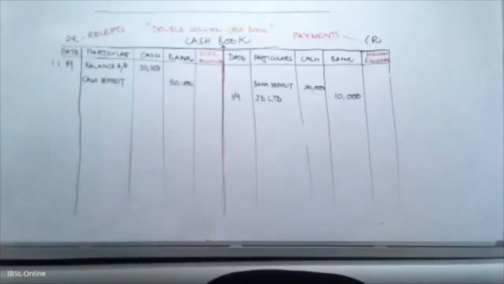Why is this done? Because on a particular day, you might get a lot of checks. So what you need to do is record all those, total it up, and then only you can go and put it to the bank.